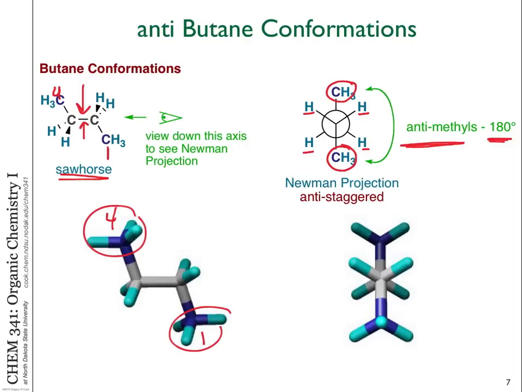So these stick figures below kind of give you the same view as the sawhorse view, and then if you were to imagine looking down that bond in the Newman projection, this is what you would see. This is actually a better model of it. So there's your Newman projection. So hopefully that gives you a little bit better view of those molecules.